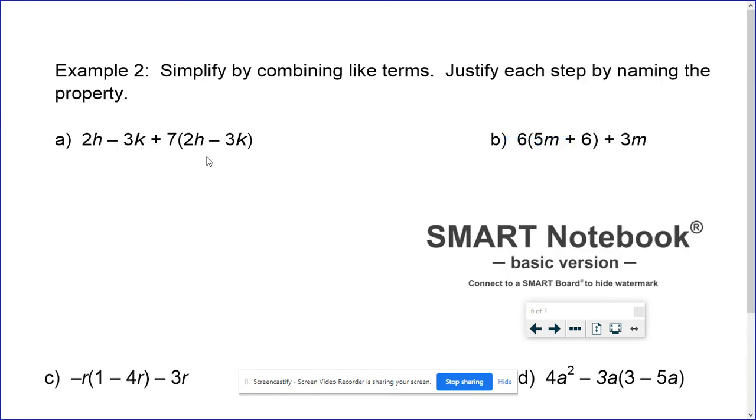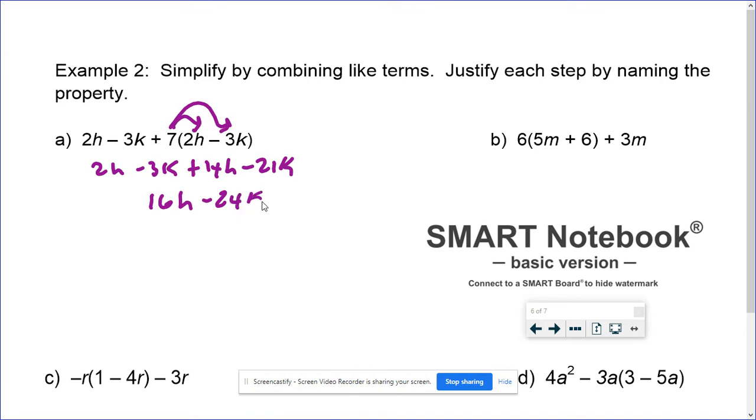So here, when I have h's and k's, only the h's can be added with the h's and the k's can be added with the k's. So you end up with 2h minus 3k plus 14h minus 21k. And then you combine the h's, so 2h plus 14h is 16h. Negative 3k minus 21k would be negative 24k. There's no rule that says one of those has to come before the other. I just did it alphabetically. It doesn't actually matter. But you cannot combine an h and a k.